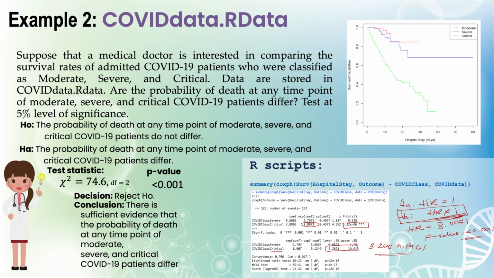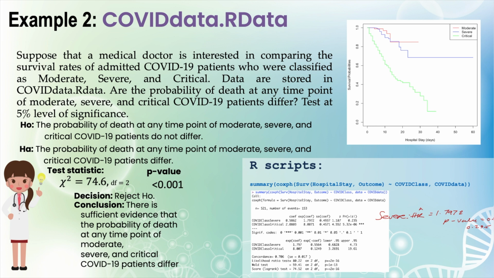So in other words, this implies that the risk of dying among the critical COVID-19 patients is 8.01 times, with a confidence interval of 3.26 to 19.61, as compared to the moderate COVID-19 patients. Again, our reference here is the moderate COVID-19 patients. And again, for the severe, the hazard ratio estimate was 1.7972. However, the p-value is 0.235, so the null hypothesis was not rejected. In other words, the hazard ratio for the severe as compared to moderate is just equal to 1.